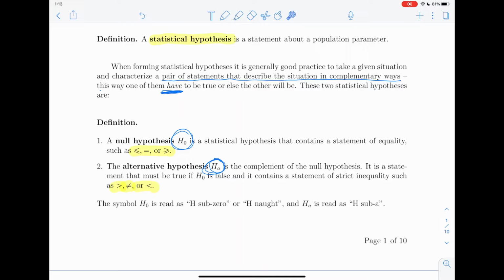So together, H naught and H sub A handle any possible conclusion given any situation. Either H naught needs to occur, or H sub A needs to occur, because at the very least, any given number is either going to be less than or equal to, or strictly greater than.